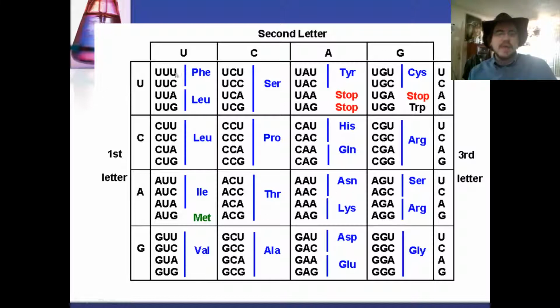There's an easy way to find out what your particular codon codes for. Say you've got CCG. I want to know what that is right offhand. Well, the first letter in that codon is C. The second letter is C. And then I just find CCG. So the first letter tells you what row to look in. The second letter tells you what column to look in. And once you get to the right box with the row and the column, you just find the third letter in the codon. CCG codes for proline.